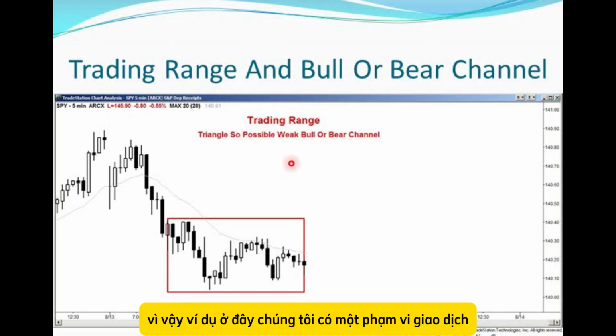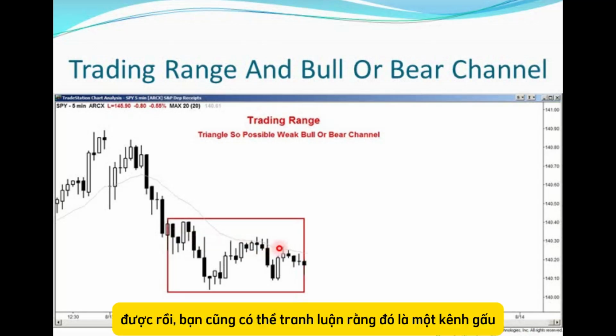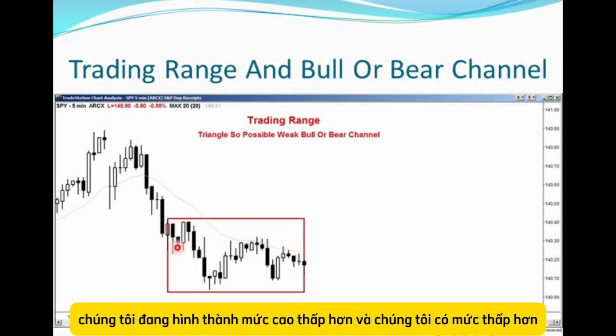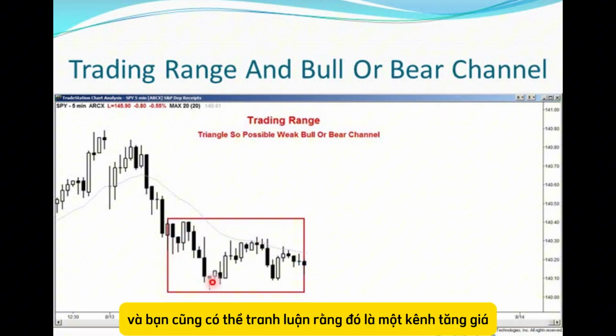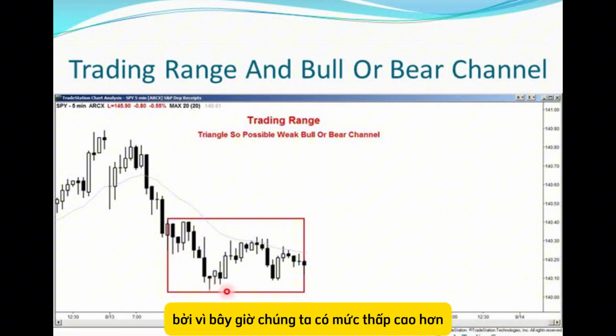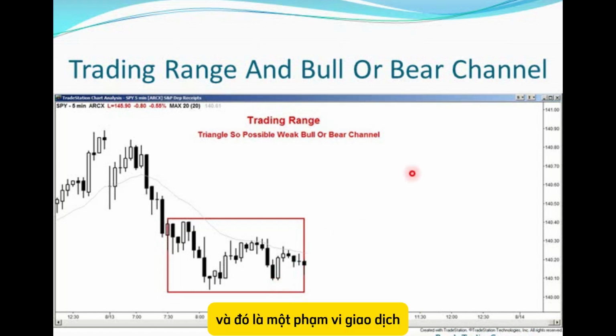So for example, here we have a trading range. Okay, you could also argue that it's a bear channel. We're forming lower highs and we had lower lows. And you can also argue that it's a bull channel because we now have a higher low. So it's a bull channel, it's a bear channel, and it's a trading range. It's a triangle. 3 pushes up, 1, 2, 3.